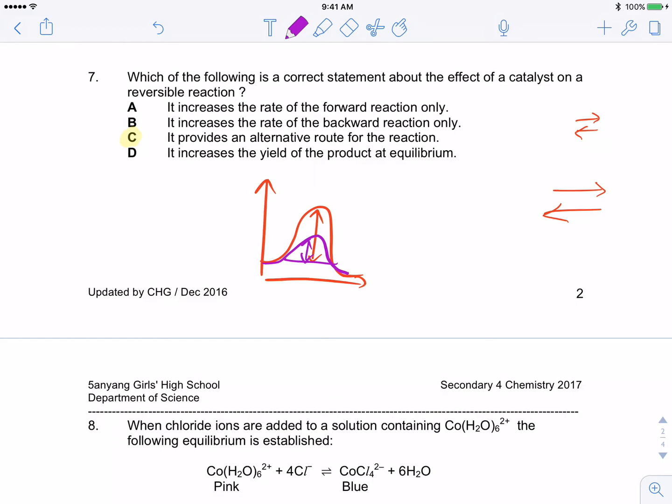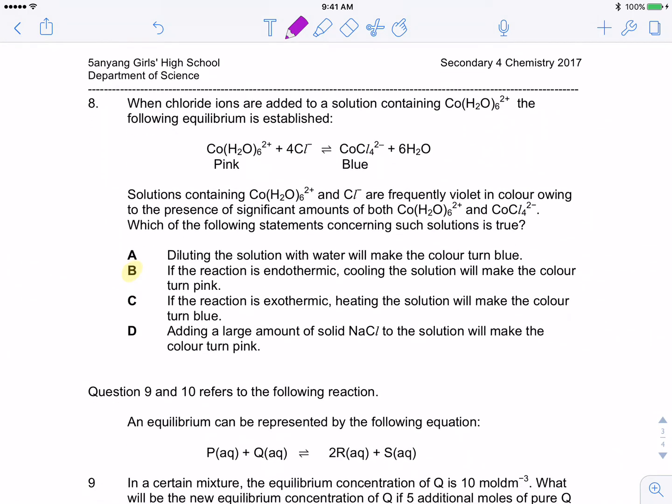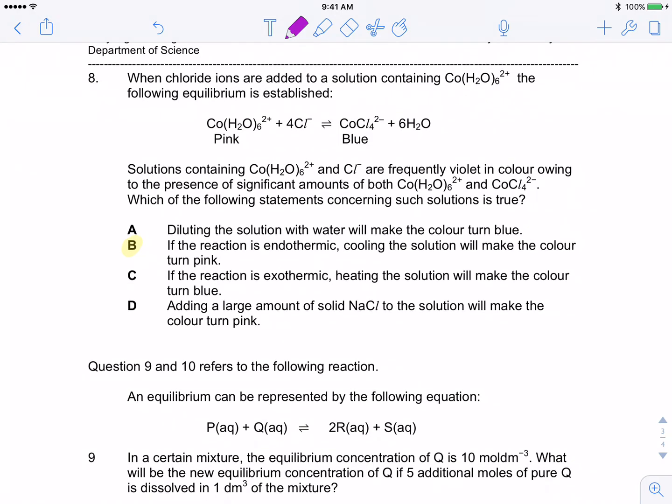So answer is C. D is wrong again because it doesn't affect U. Question 8. When chloride ions are added to the solution containing cobalt, the following equilibrium is established. This is what we did in the practical. Solutions containing that cobalt-2 as well as chloride are frequently violet in color owing to the presence of both the pink one and the blue one. Which of the following statements concerning such solution is true?